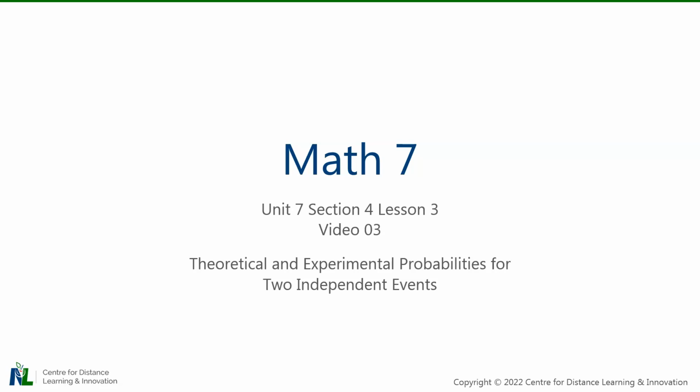In the final video for Lesson 3 of Section 4 and the final video for Unit 7, we will examine one more example of two independent events where the results of an experiment have been provided, and we have to determine the experimental probabilities, then compare them to the theoretical probabilities for the same set of events.